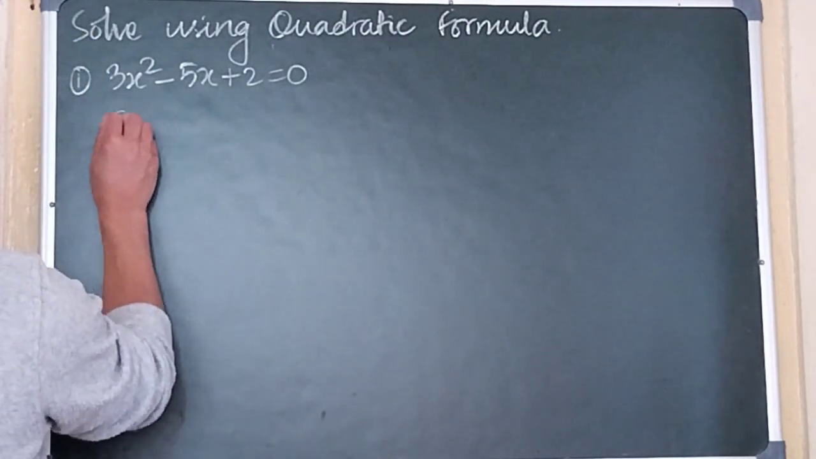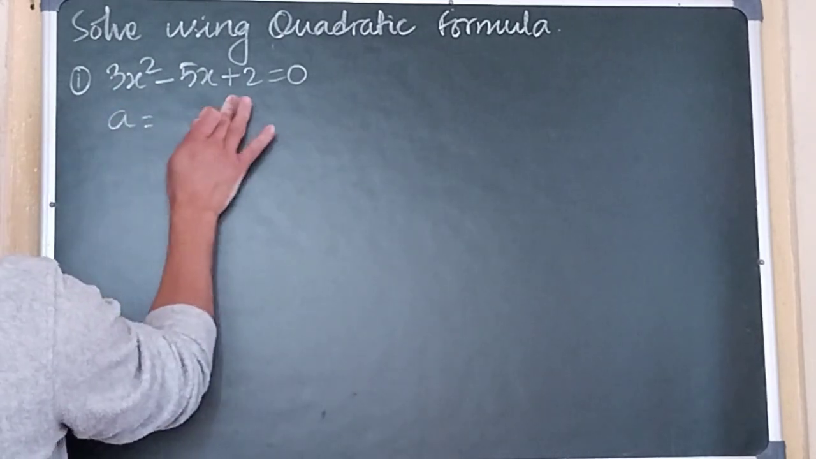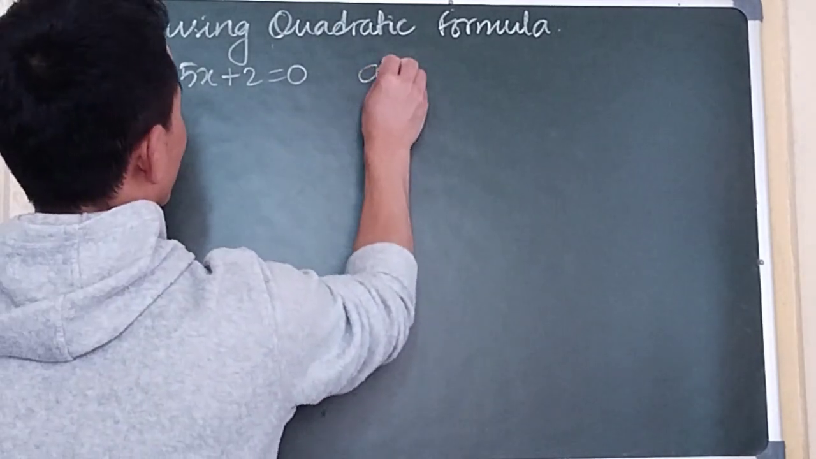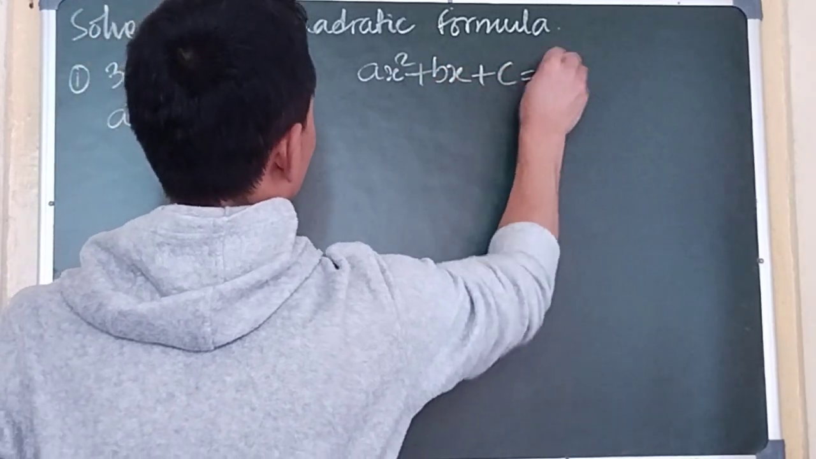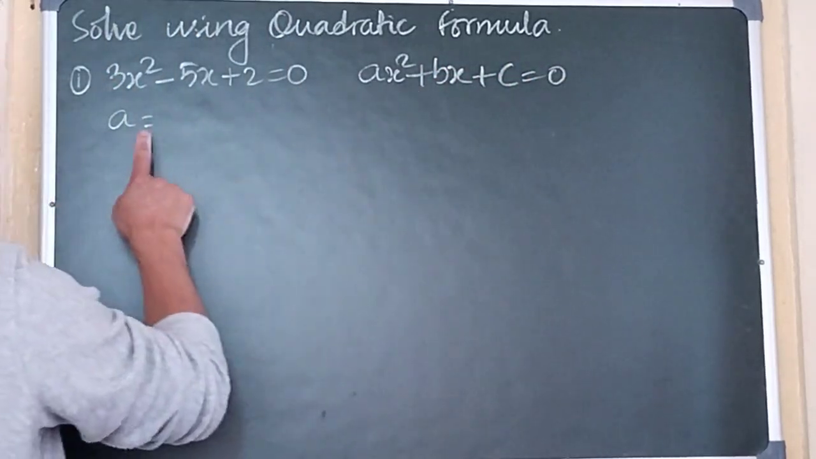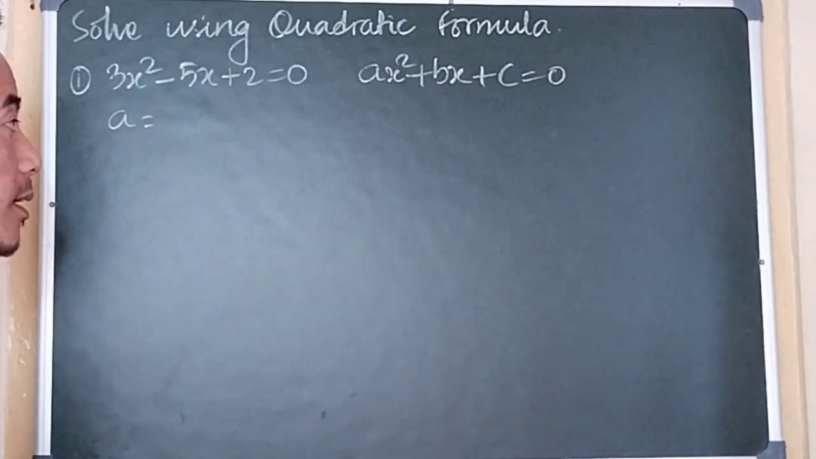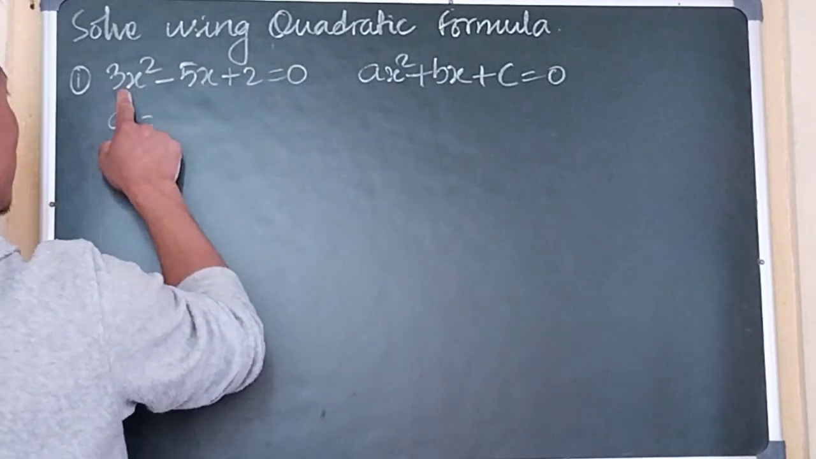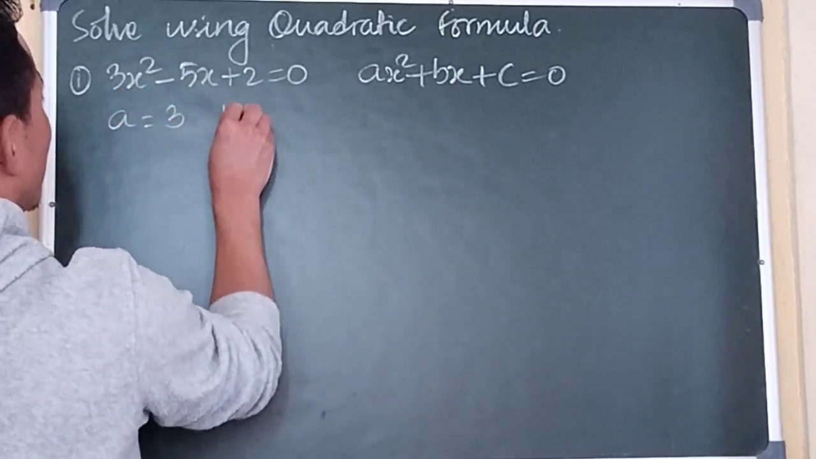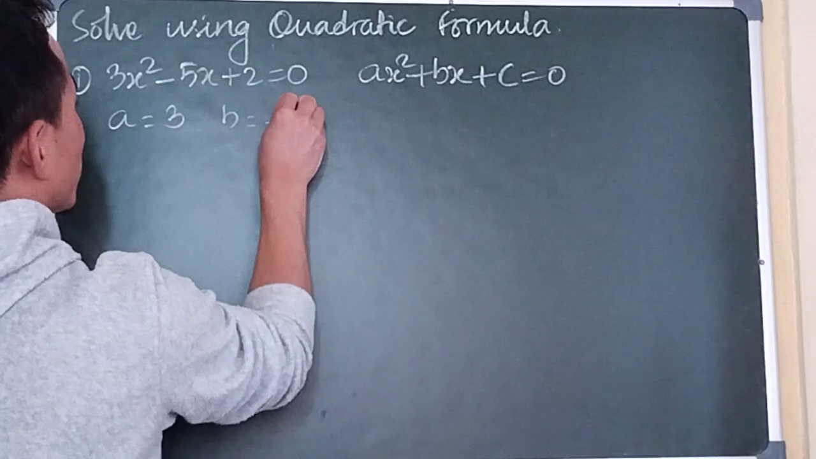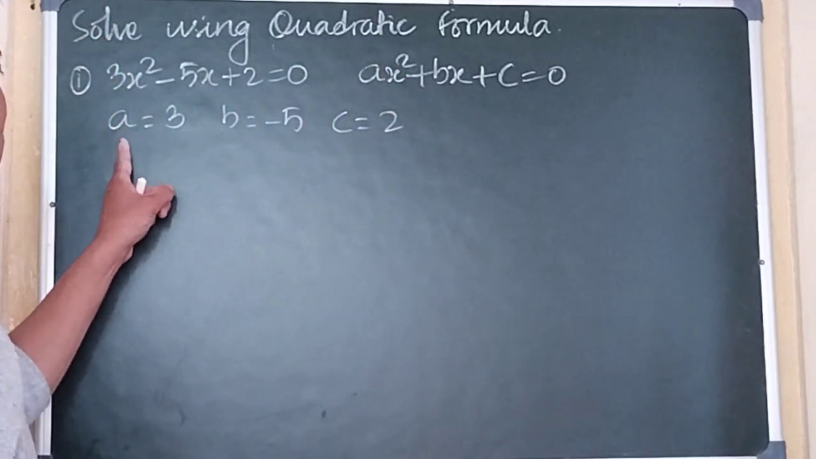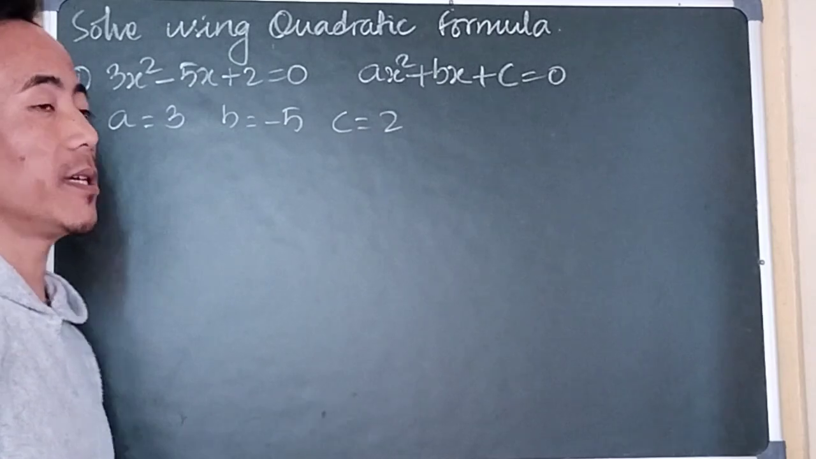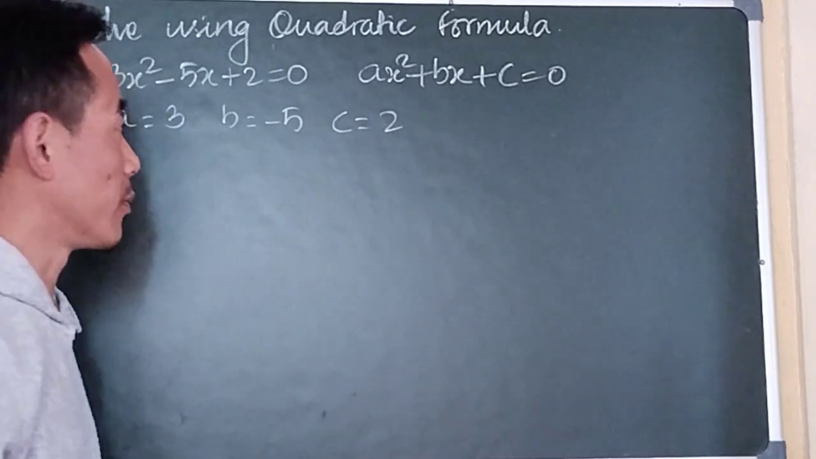Here you will first write down the values. This is in the form of ax square plus bx plus c equals 0, so compare the two equations and you will get the values of a, b and c. Comparing here, we get a equals 3, b equals minus 5 and c equals 2. So the value of a is 3, b is minus 5 and c is 2. That is the first thing that you have to do.